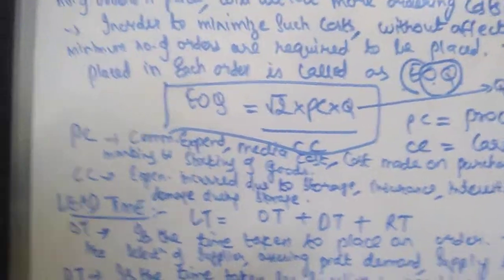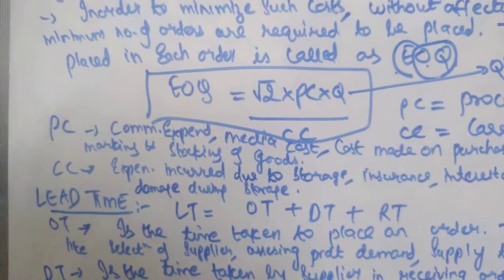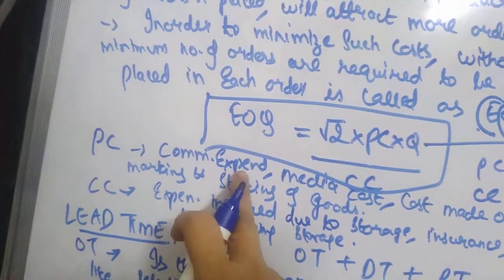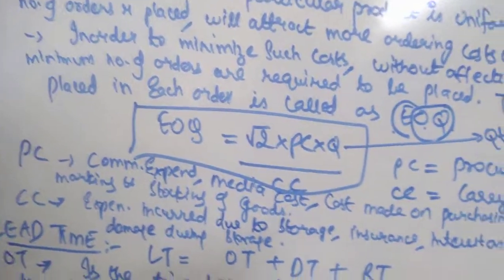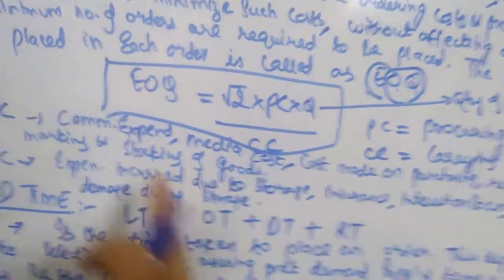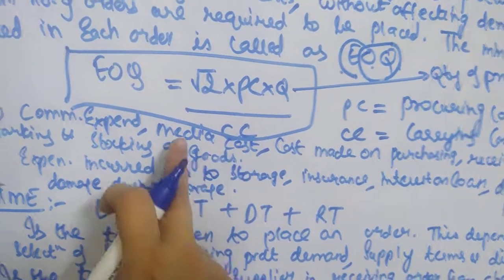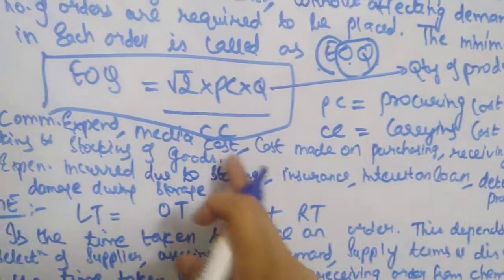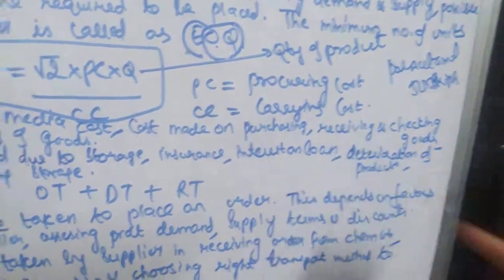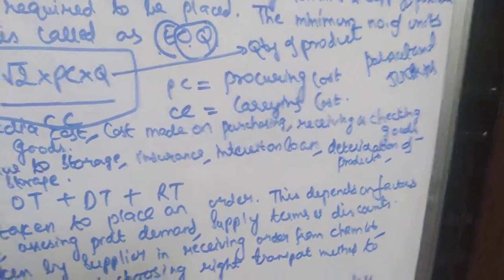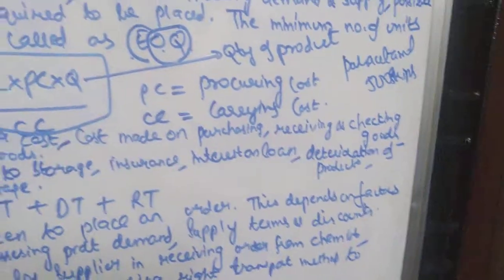What are procurement costs? For example, in what way will you get procurement cost? So let us see. Procurement cost will include your communication expenditure. As I told you, communication expenditure: you're calling by phone, sometimes you are emailing, so that will have internet charges, right? So communication expenditure. Media cost, what media you are using, right? Cost made on purchasing, obviously, which you have to give him. Cost made on receiving the goods: whenever you are receiving the goods, you will have to hire another personnel for receiving the goods and extra personnel for checking the goods, so that will have cost.